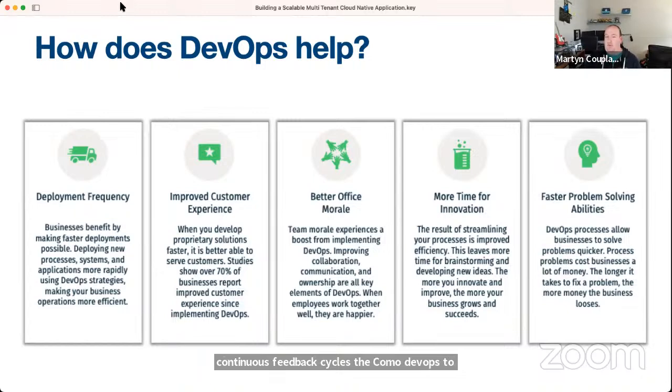Improved customer experience, really big one, right? When you're developing your solutions to better suit your customers, some studies have shown that over 70% of businesses report improved customer experience when they've implemented DevOps. And that's in the State of DevOps report from last year. So most organizations that implement DevOps see improved customer experience. And if software as a service is your product, customer experience is vital to how you operate as a business. So you need to think about what this looks like and how this works going forward in the future as well.